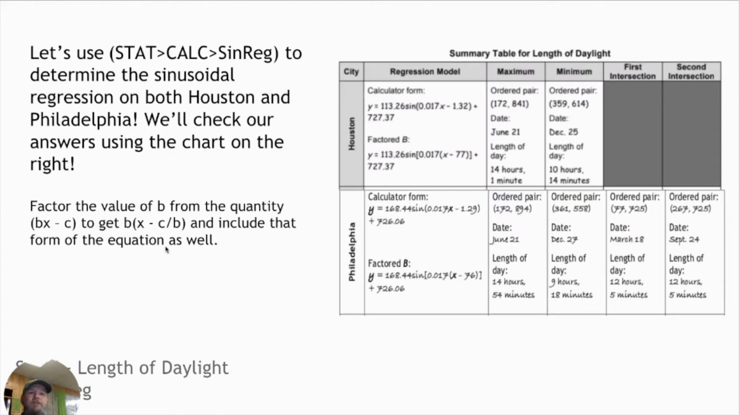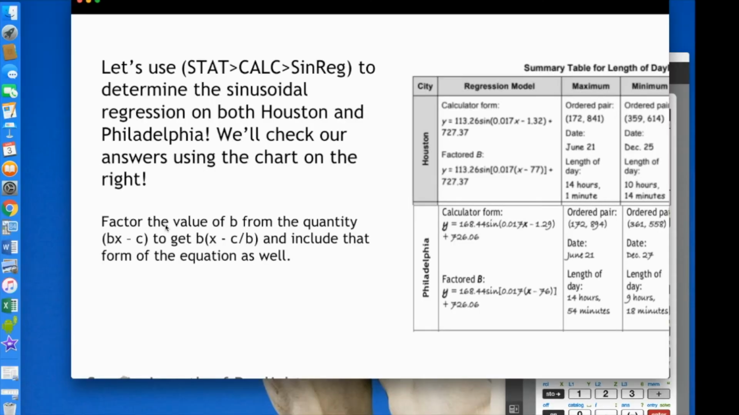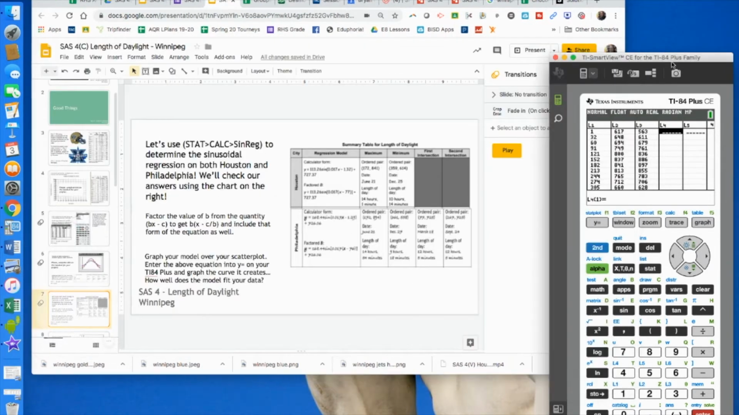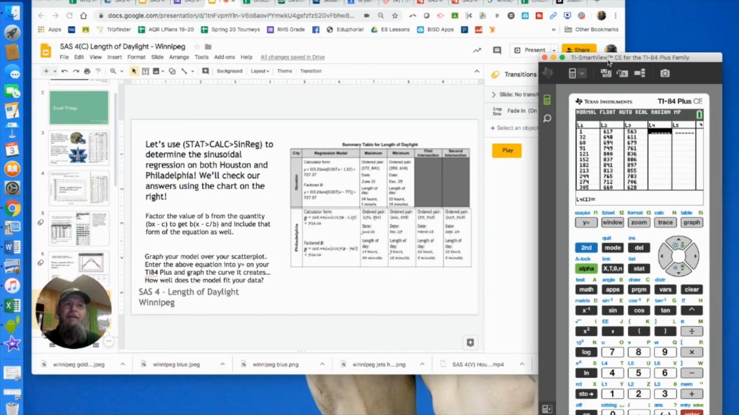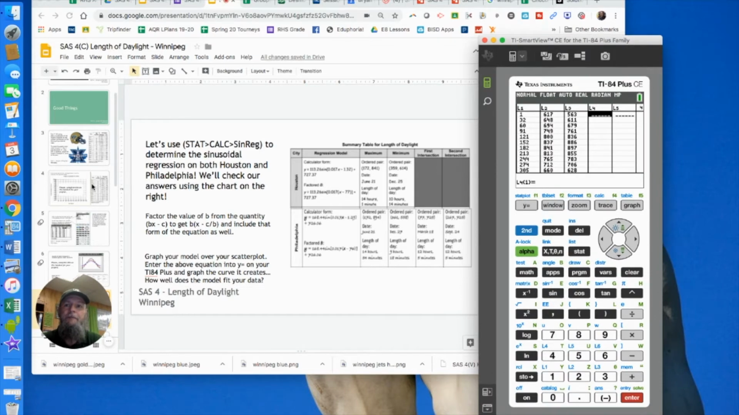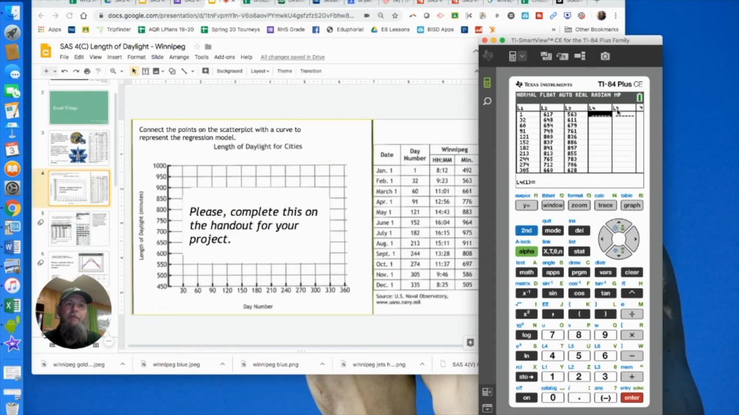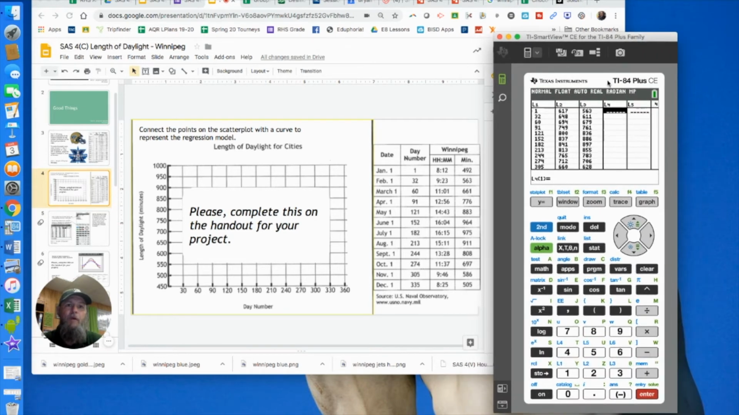All right, so let's do that now. This is the Houston and Philadelphia stuff. We're going to check using this information, but we want to use the information for Winnipeg instead. So I'm going to pull up the Winnipeg information right here and plug it into my calculator into L4. Since L1 is the day number already, I'm just going to put in the times for daylight minutes for Winnipeg.